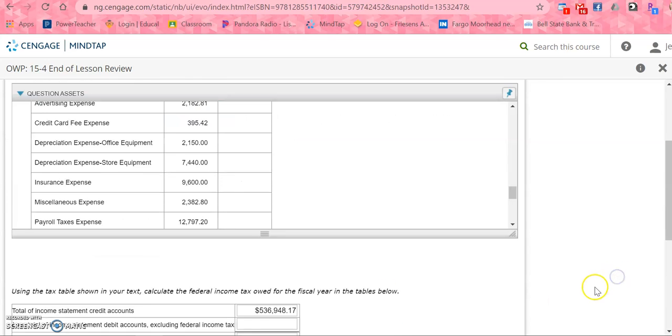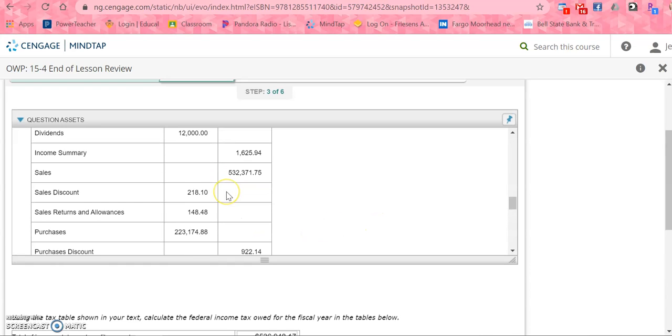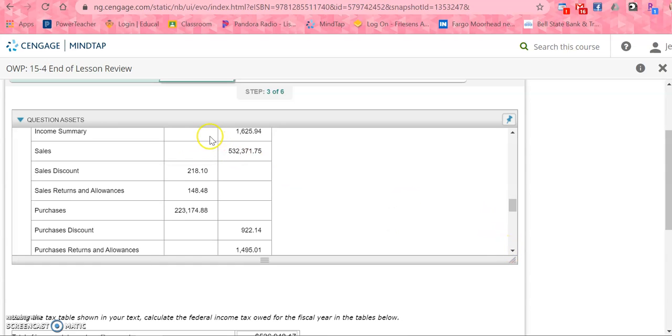Okay, so now the next part we're going to look at, it says that we're going to add up our income statement debit accounts, but this is important that we pay attention to. It says excluding federal income tax. So we do not look at that federal income tax right now. So again, I'm going to start at income summary, and I'm going to add from income summary down. Okay, so technically my first debit that I come across is my sales discount.